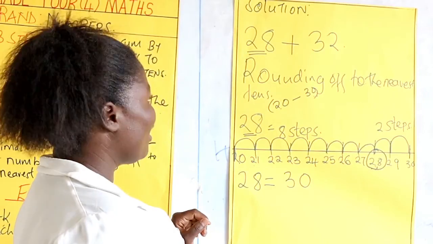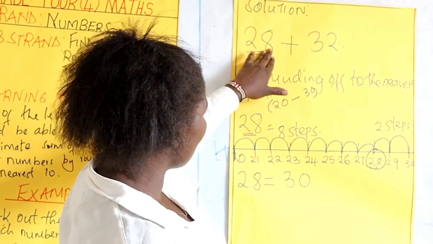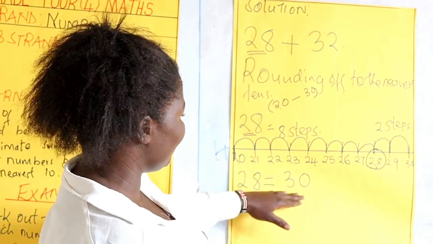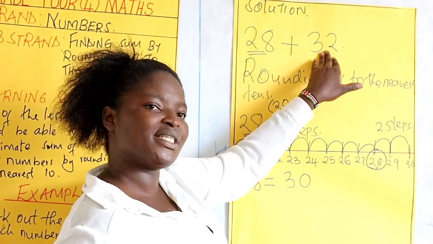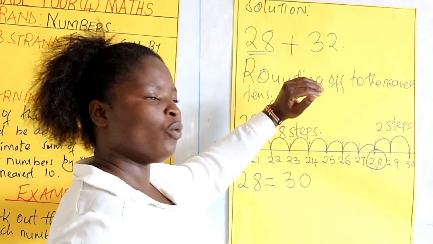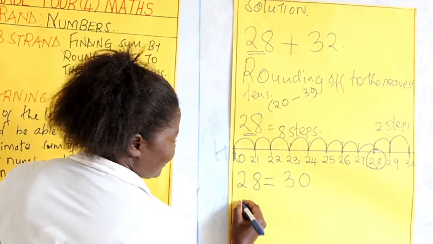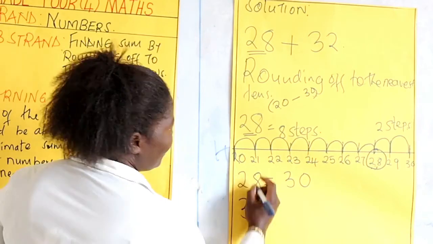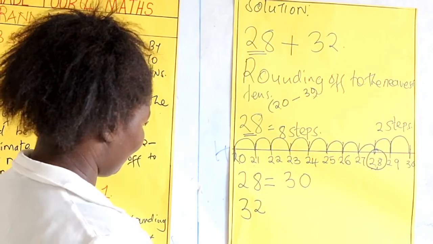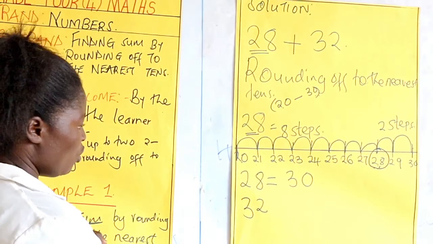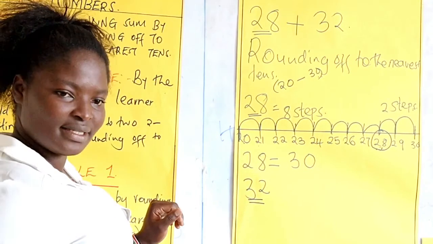Understood? Very correct. Now, this was the first number. We've rounded it off to the nearest tens. Now, let us go to our second number, which is 32. We want to round off 32 to the nearest tens. The same way we rounded off 28 is the same way you are going to do with the number 32. So, 32 rounded off to the nearest tens.